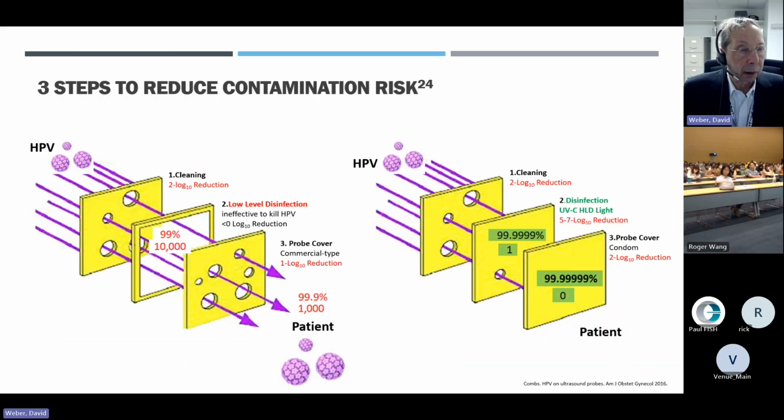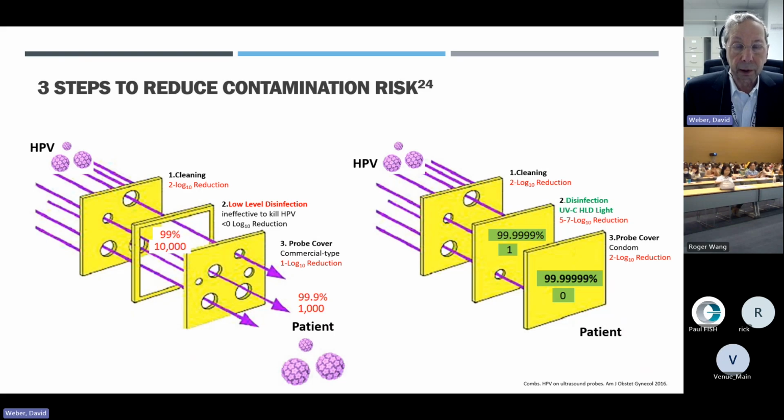Again, we have here our Emmentaler cheese model, and you can see here for HPV, if we're using low-level disinfection, there's a 10 to the 2 reduction in cleaning. Low-level disinfection will not inactivate a non-envelope virus such as HPV. So we're really relying on cleaning plus the probe cover, and we'll talk more about failures in the probe cover in a minute, so that you're likely to still have viable virus capable of transmitting disease from patient to patient.